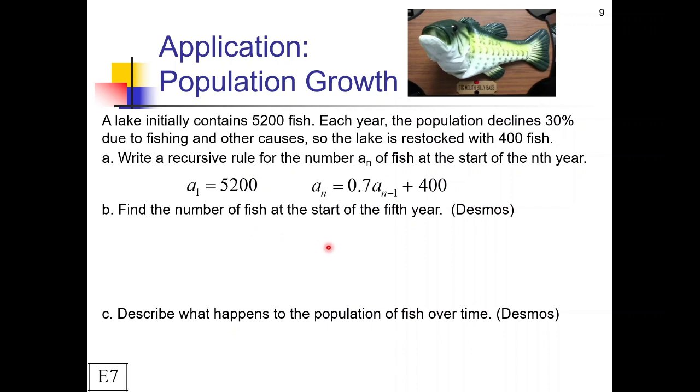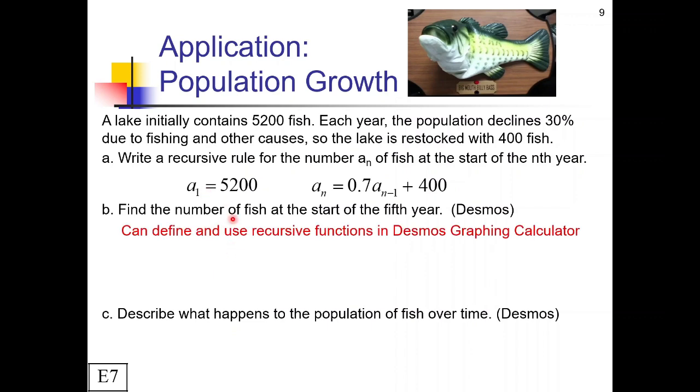But I did want to show you how to do recursive functions on the Desmos calculator. It turns out you cannot actually enter a recursive function in the scientific calculator, but you can do it in the graphing calculator. So the way that you would go about this is you can define and use recursive functions in our Desmos graphing calculator by defining your base case, which you're going to have to call f of 0 or f of 1, whichever you want to use, and defining your f of n function in two separate lines.